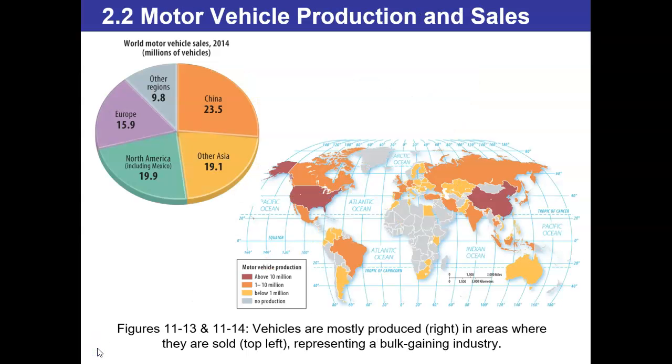Again, here you can see motor vehicle production and sales, figures 11-13 and 11-14. You can see that vehicles are mostly produced in the same areas where they are sold, representing a bulk gaining industry.